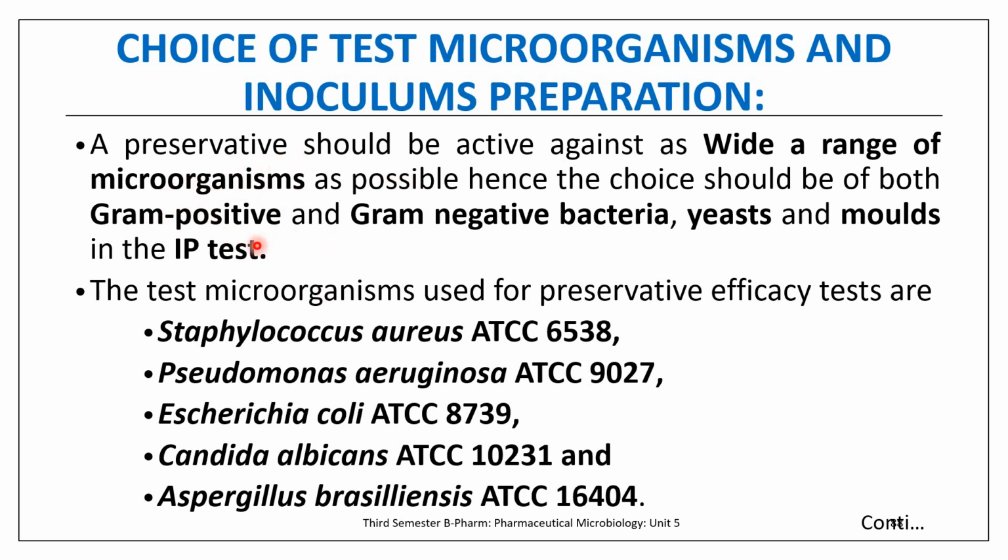So we have to use gram positive, gram negative organisms along with yeast as well as mold, which is specified in the Indian Pharmacopoeial test. Now, these are some of the examples of microorganisms used for the challenge test. Staphylococcus aureus with a strain of ATCC 6538. We have to use the specific strains of Staphylococcus aureus, Pseudomonas aeruginosa, E. coli, Candida albicans, and Aspergillus brasiliensis. So these are the different microorganisms used for the challenge test or preservative efficacy test.